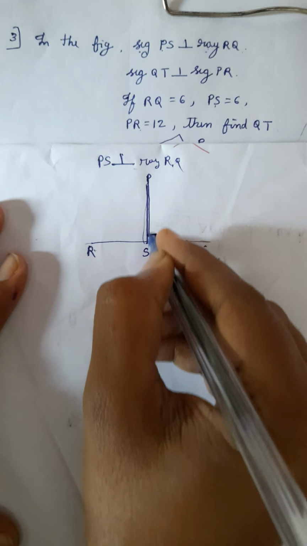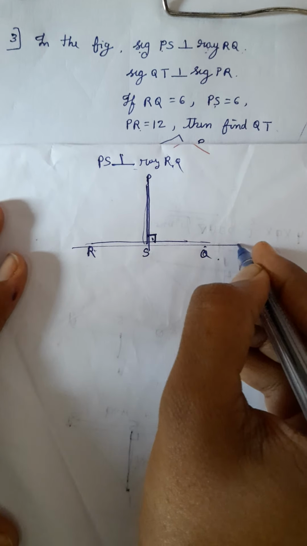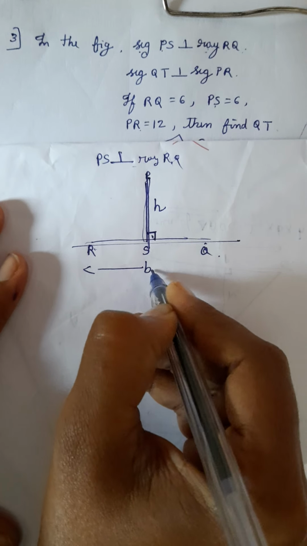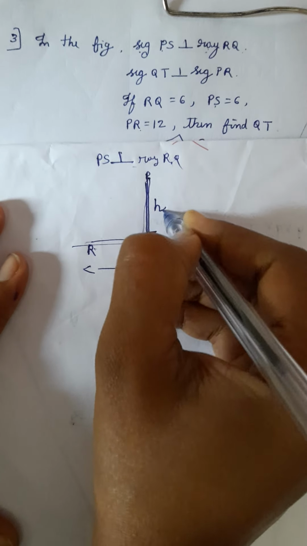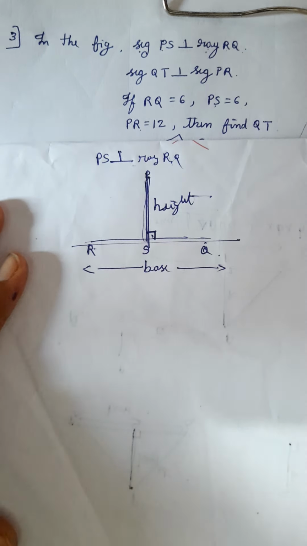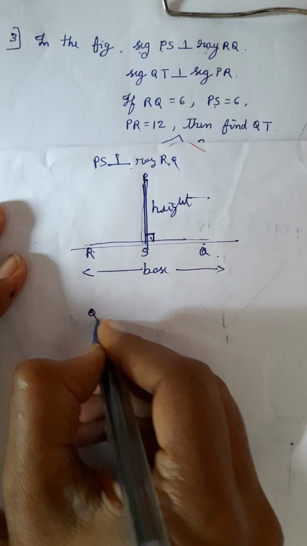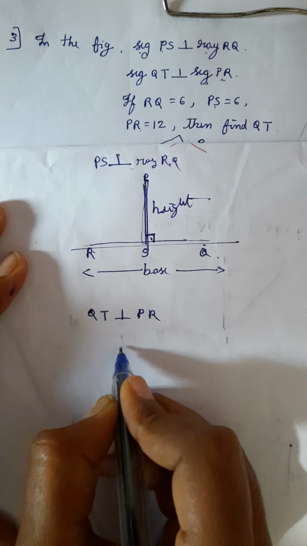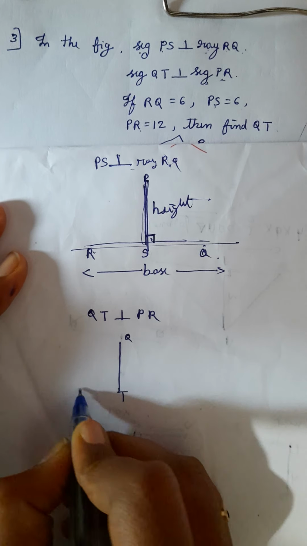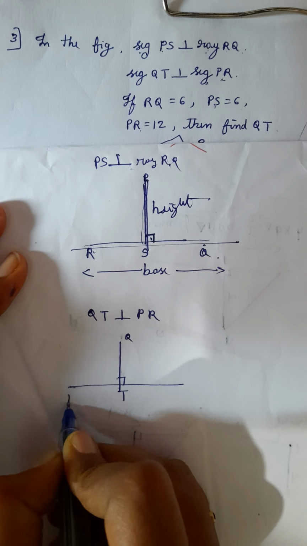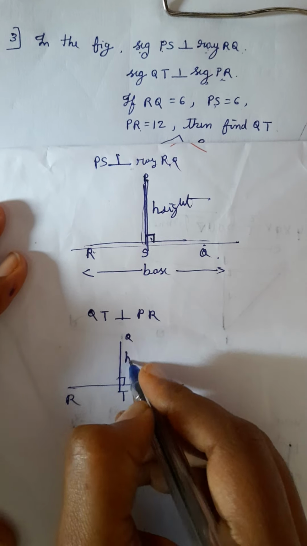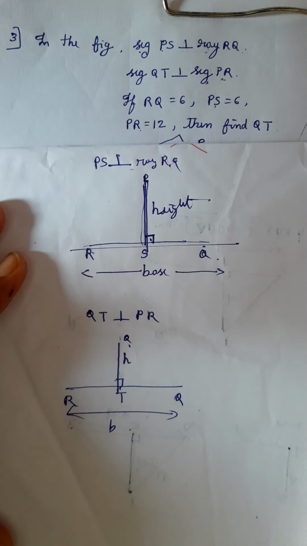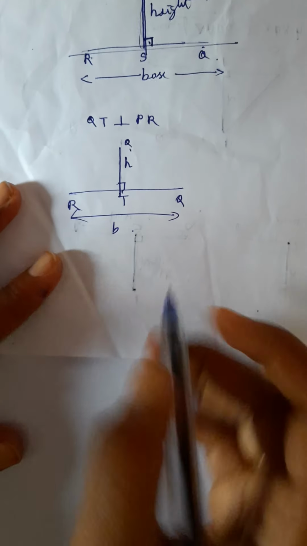So if PS is perpendicular to RQ, PS we will consider as height and this as base. This is height. Okay. Similarly, if QT is perpendicular to PR, here QT is height and PR is base. Okay, this is one thing. And one more thing I want to explain.